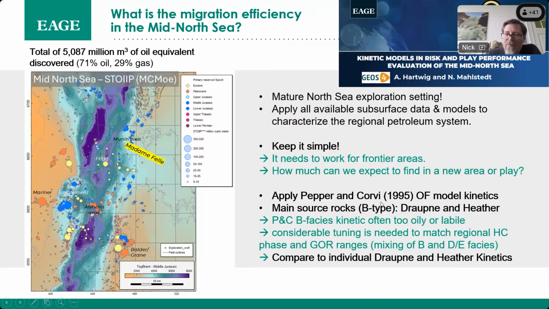Because in this setting, the known source rocks are typical type B Draupne and Heather Formation source rocks, but using only the Pepper and Corvi kinetics showed that the type B kinetics is often too labile, as shown before, and too oily, so too low GORs. So for a correct match using Pepper and Corvi kinetics, terrigenous type DE phases had to be admixed to the type B source rock phases.